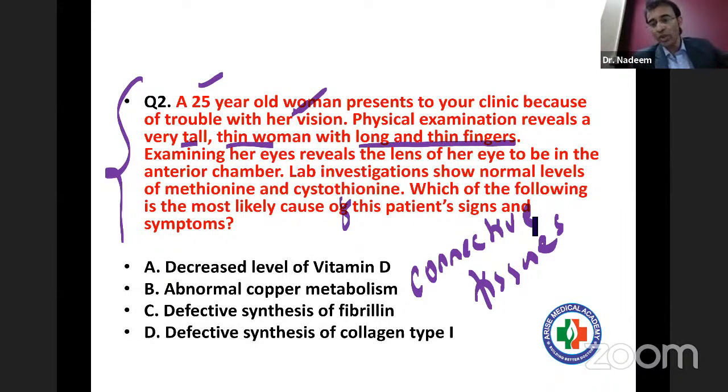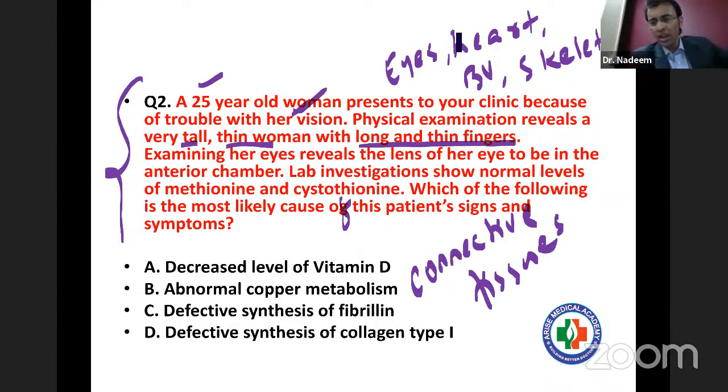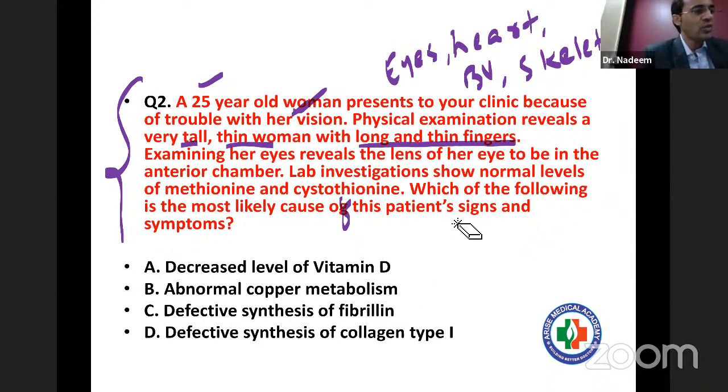So in Marfan syndrome, which organs are affected? Mostly the eyes, heart, blood vessels, and the skeleton. So these are involved in Marfan syndrome. Why are these organs getting affected, and why does the patient have this disproportionate stature? Because this is a genetic disorder, and there will be a defect of a gene called the fibrillin gene.